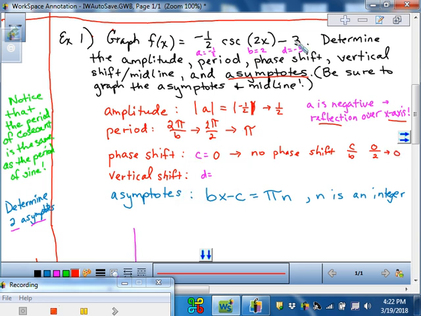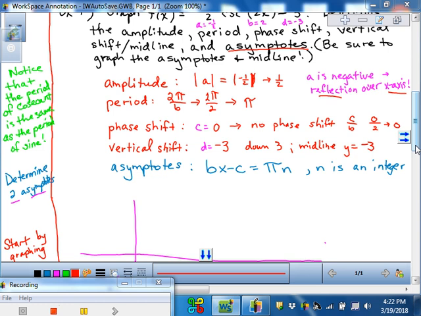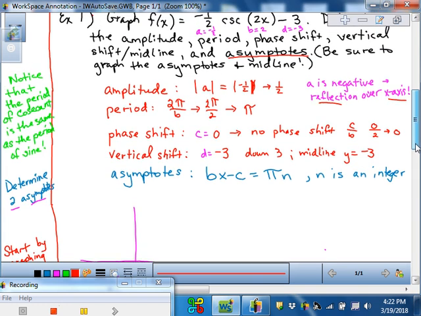Vertical shift is our D number. Our D number is -3. So we are going to be shifting down 3, which also means that our midline is located at y equals -3. And then last but not least, we need to talk about our asymptotes.